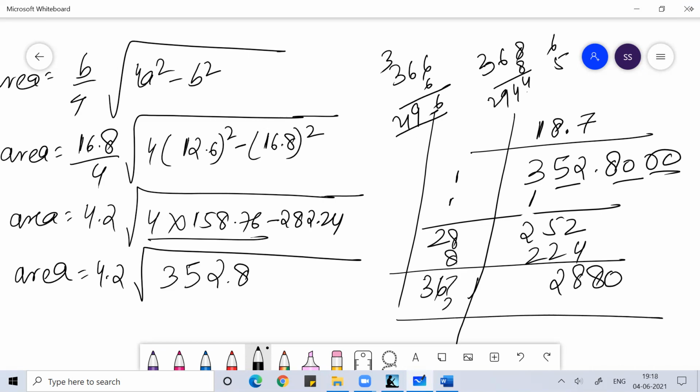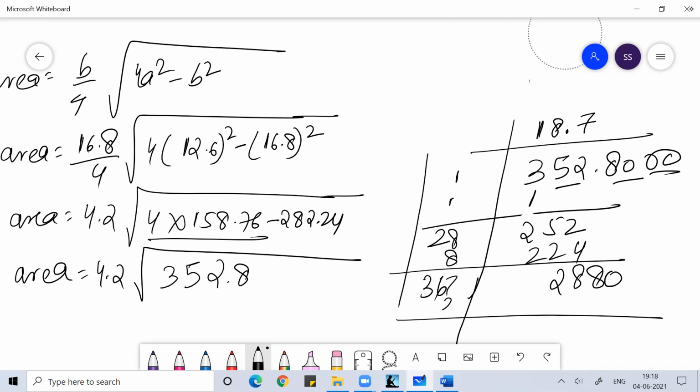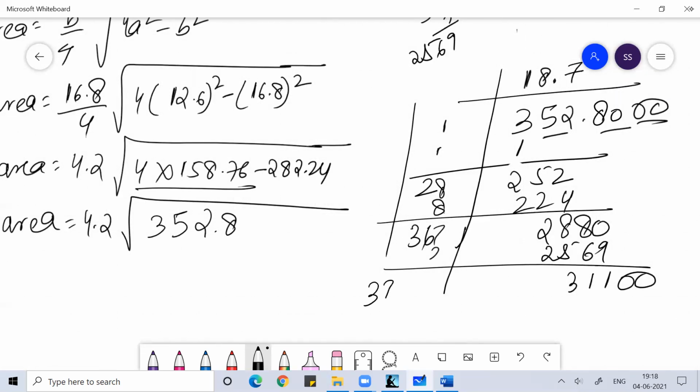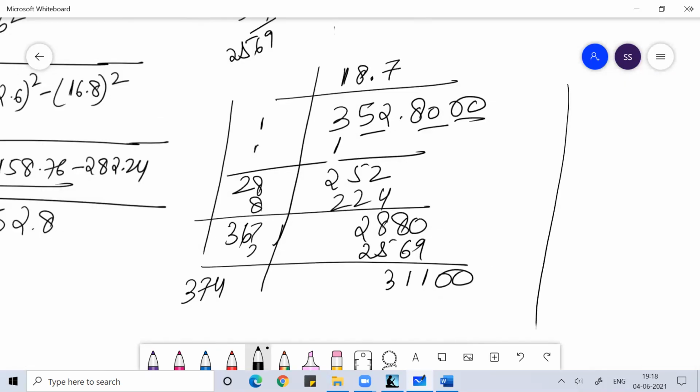Go by 7. 7 7s are 49, 4 carry. 42 plus 4, 46, 4 carry. 21 plus 4, 25, 2 5 6 9. This is 300. So this is 374. Then if you try 16, 17, 29, carry 14.